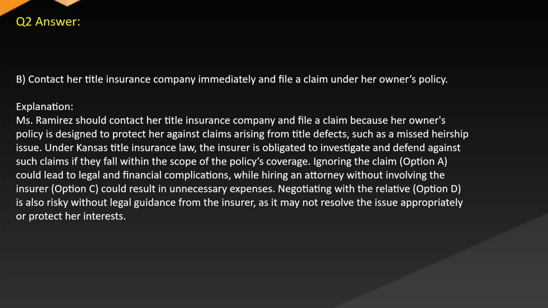Ignoring the claim, option A, could lead to legal and financial complications, while hiring an attorney without involving the insurer, option C, could result in unnecessary expenses. Negotiating with the relative, option D, is also risky without legal guidance from the insurer, as it may not resolve the issue appropriately or protect her interests.